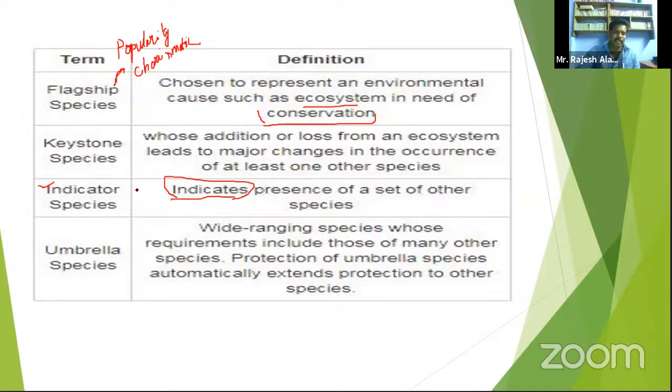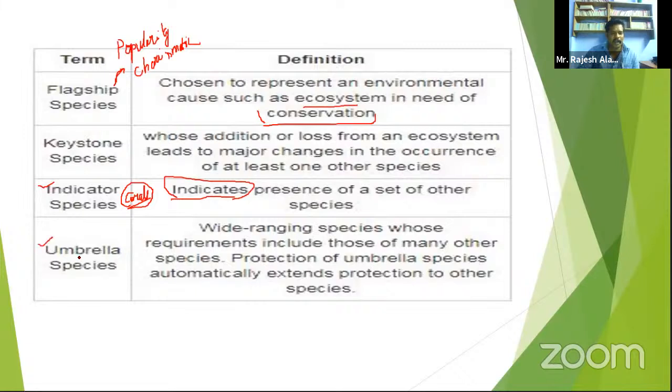Say corals: if corals are present, it indicates that the marine ecosystem is viable. The pH is in control. The temperature is in control. If corals are present, obviously many other species will come to this area. Okay, sir, so foundation species, umbrella species.